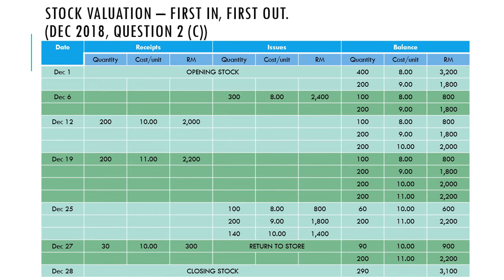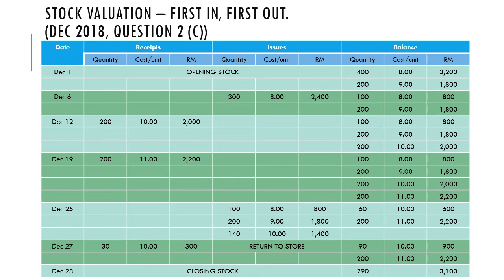Okay, so this is the answer for the first in, first out method. The format of the answer is the same. And then as usual, we begin our calculation with the opening stock. You put in the opening stock first, the older stock, followed by the newer stock here. Older stock and then newer stock.